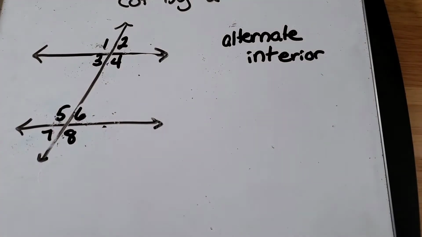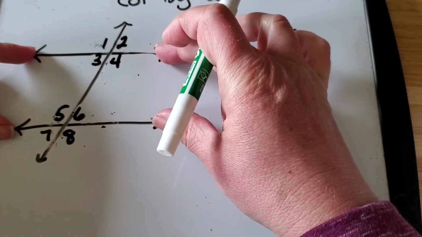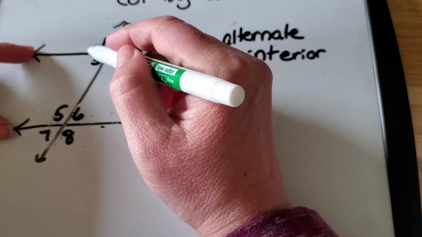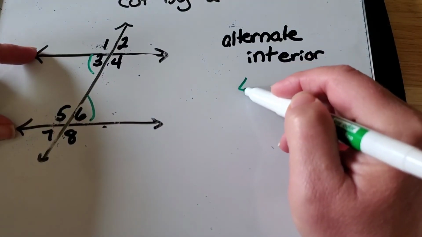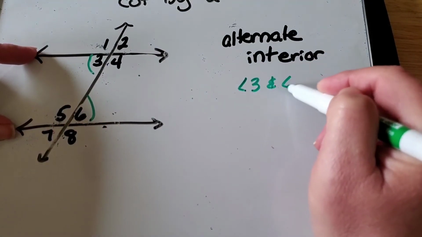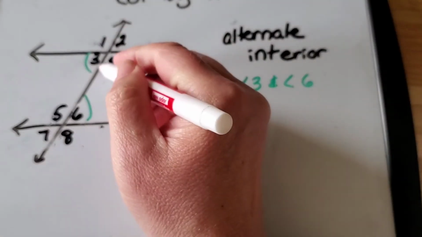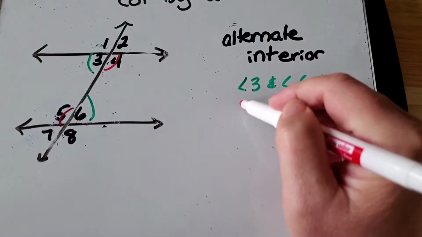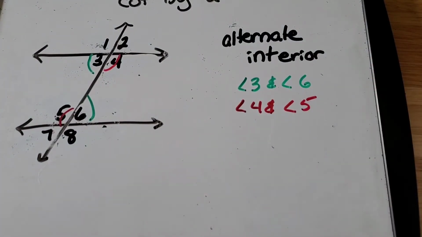So your alternate interior angles would be the angles that are inside those two lines, in between them, but opposite from each other, like 3 and 6. Or angles 4 and 5 are alternate interior angles. Those are the only pairs of alternate interior angles, and we know those alternate interior angles are always congruent.